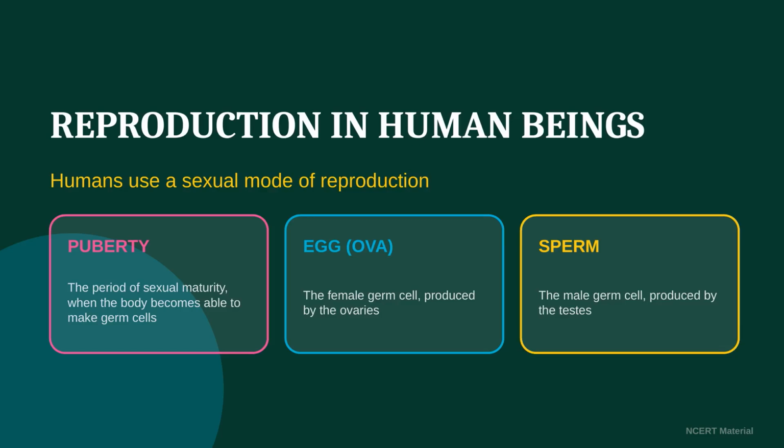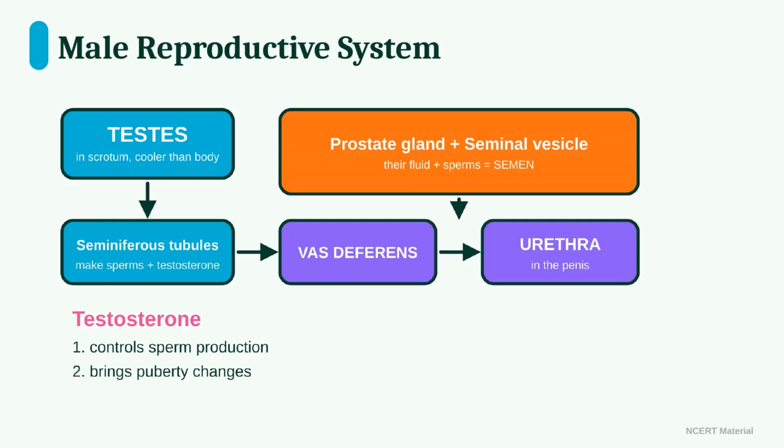Now, reproduction in human beings. Like most animals, humans reproduce sexually. This requires sexual maturation, a period called puberty, during which the body becomes capable of producing germ cells, eggs or ova in females and sperm in males. Let's look at the male reproductive system.